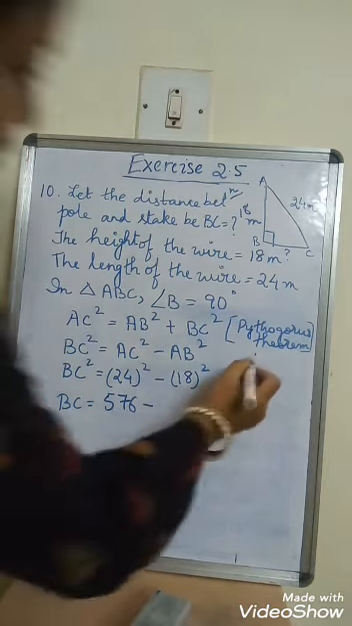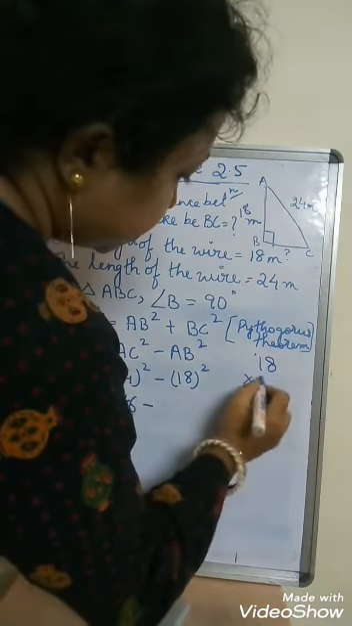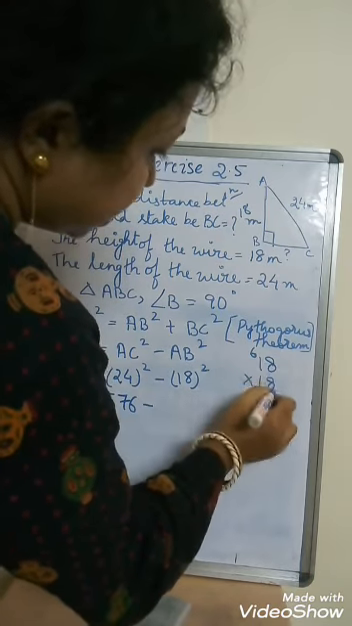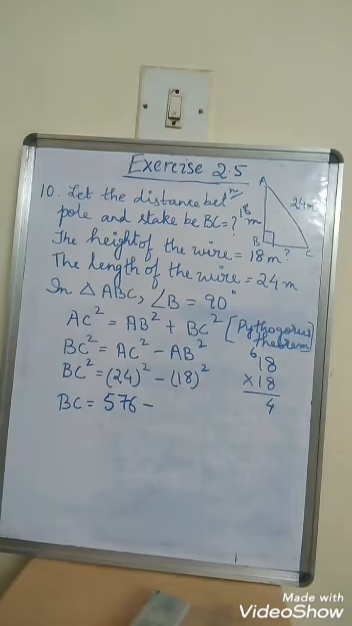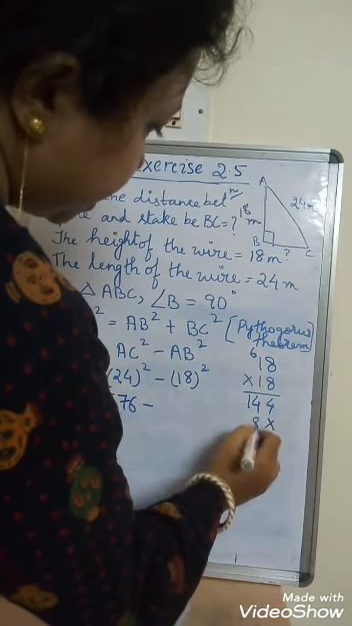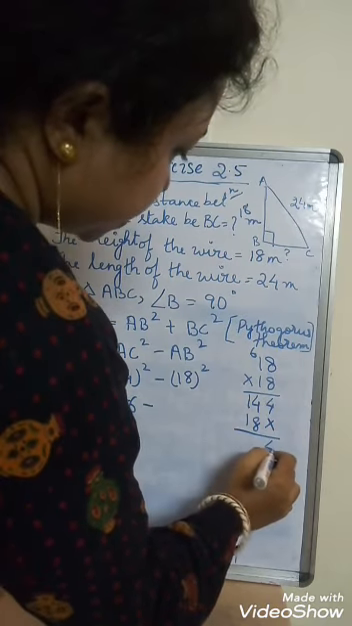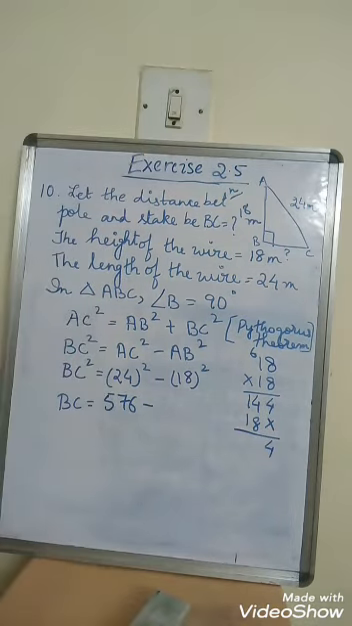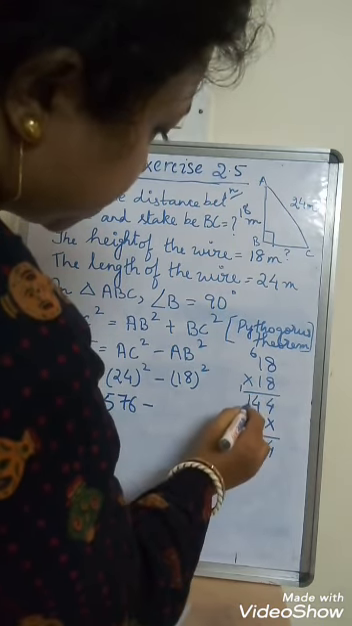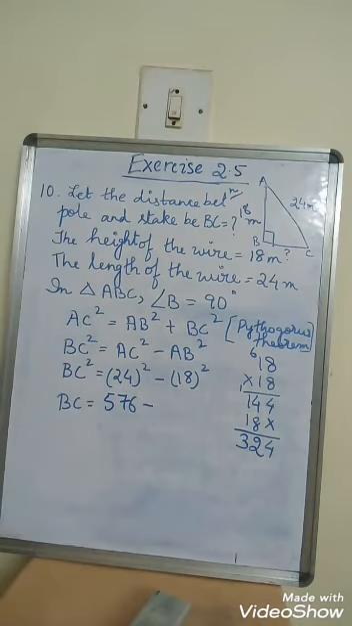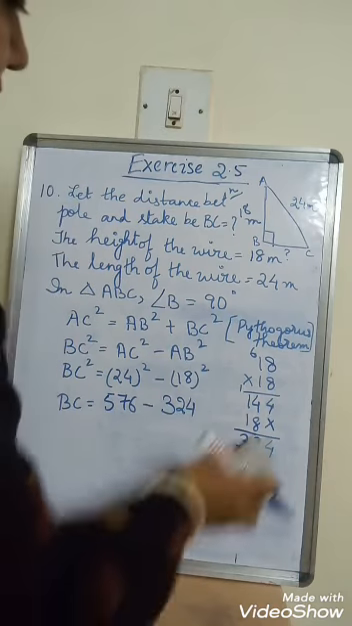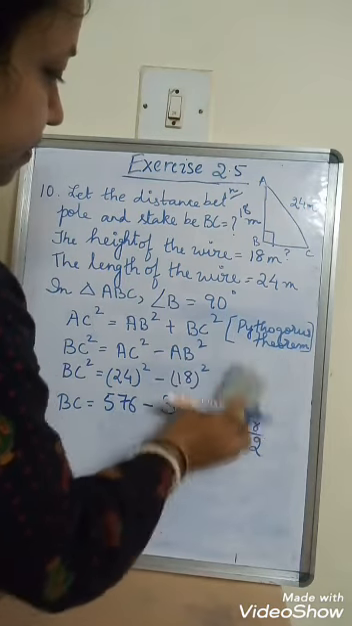So minus, how much are we going to get for 18 square? 18 into 18. 8 8s are 64, carry 6, 8 1s are 8 and 6 is 14. And here 8 1s are 8 and 1 1s are 1, so 1 plus 1 plus 1 is 3. So we got 324.